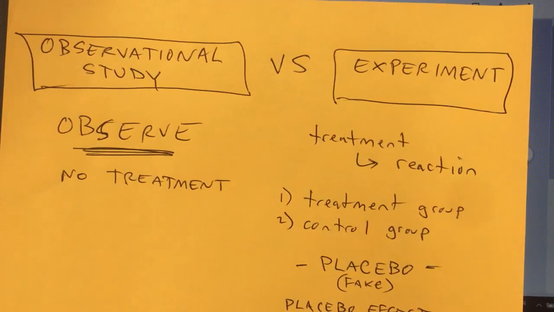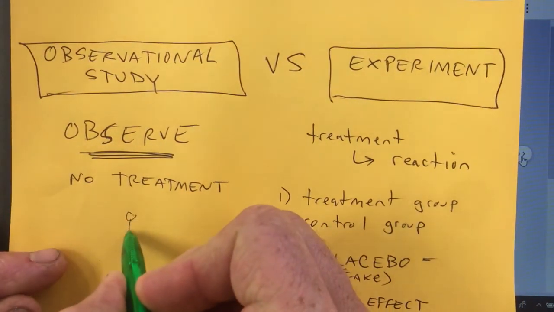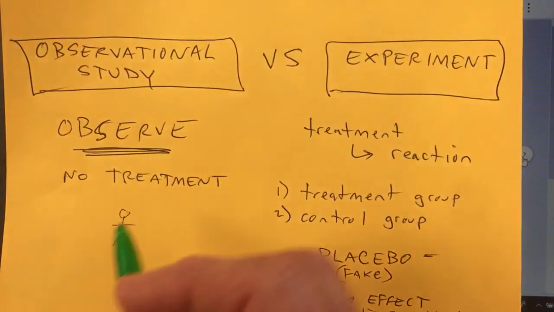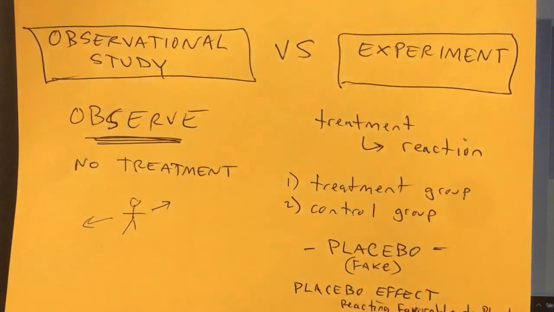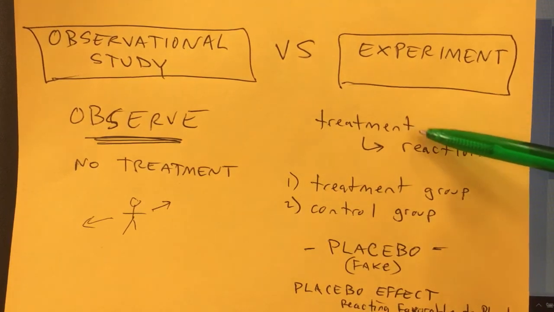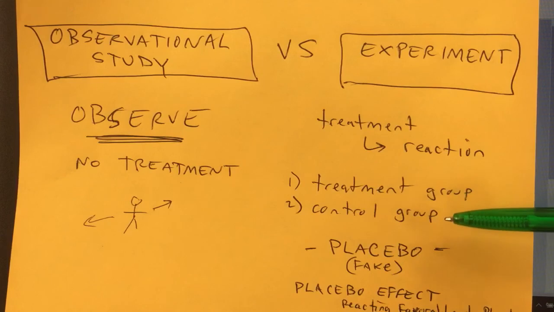So like you have a person here that you're observing, and you're watching what they do. If they go this way or if they go that way, how much time they spend doing it. You're just observing them, and you're not doing anything to them to manipulate them. Whereas in an experiment, you're given some kind of treatment and you're looking at the reaction to that treatment. Now, in an experiment, you have a treatment group and you have a control group.